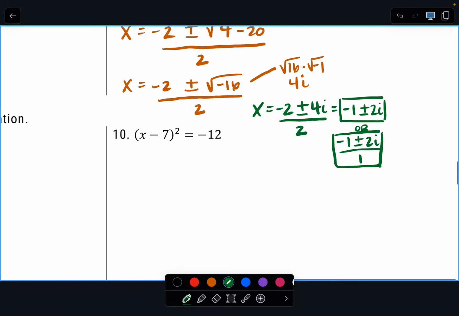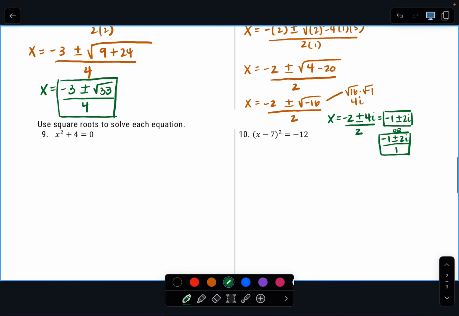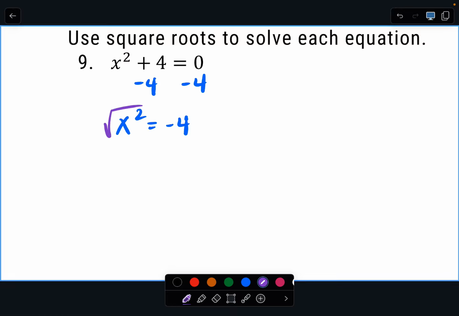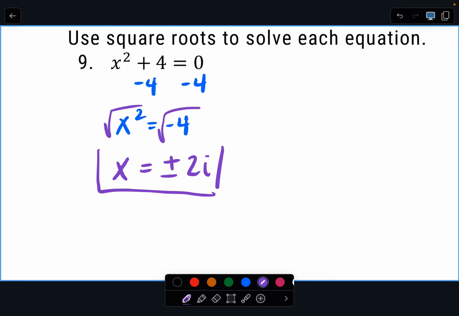Okay, these last two will take us no time. If I have x squared plus 4 and I wanted to solve, what's the first thing I should do? We did this already. Subtract 4. x squared equals negative 4. Now what do I do? Square root. What is the one thing you have to remember when you are solving by square roots? Plus or minus. So x equals plus or minus. If I wanted to simplify the square root of negative 4, what does that simplify to? 2i. There's your answer.